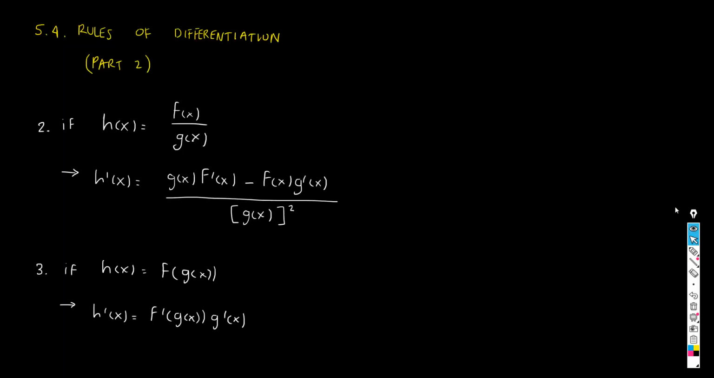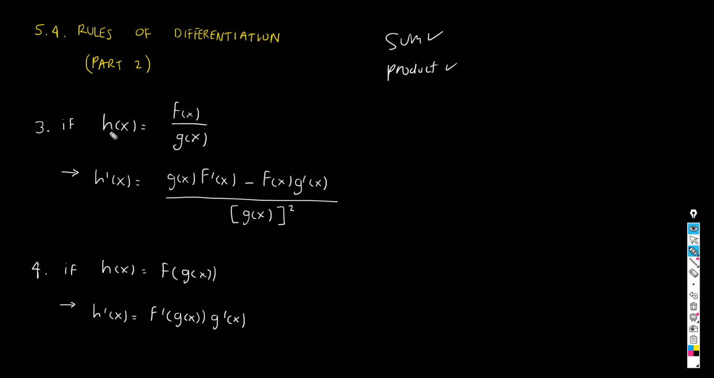Hello class, welcome to the last part of the rules of differentiation. Remember that so far we have seen the rule of the product and the rule of the sum too. So I made a mistake, maybe I should call this rule 3 and rule 4. Let's do that in order to keep consistency. 3 and 4. Okay, so we have the sum rule down and the product rule for differentiation.